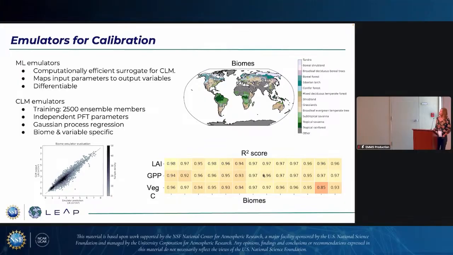The emulators we've developed are quite simple, but they can be trained on that large ensemble that's generated from the perturbed parameter ensemble work. And we spent a lot of time coming up with this design so that it would enable us to tune PFT parameters independently. Land models already have a lot of parameters, but when you allow any parameter that has independent values for different plant functional types to vary independently, that blows up the parameter space. So we spent a lot of time designing these biome and variable-specific metrics that allow us to calibrate PFT parameters independently. I'm not going to talk about that too much. They're quite simple. They're just Gaussian process regression, and we get really good performance for these variables that we're trying to emulate here.